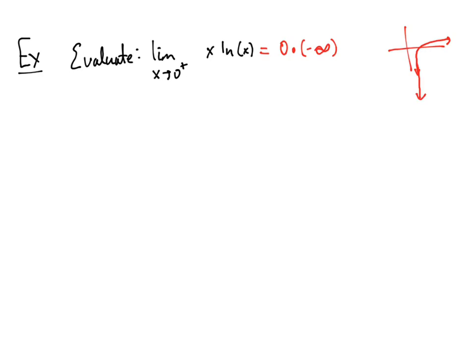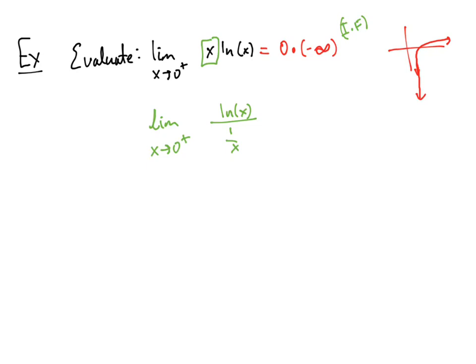Because this is an indeterminate form, we want to get to the point where we can use L'Hopital's rule. The problem is, to use L'Hopital's rule, we must have a quotient. And right now, this is not a quotient. So what do we do? Well, we can rewrite this limit as a quotient, and we can take this x and divide by 1 over x, which is the exact same thing. So ln of x divided by 1 over x is the same as x times ln of x.